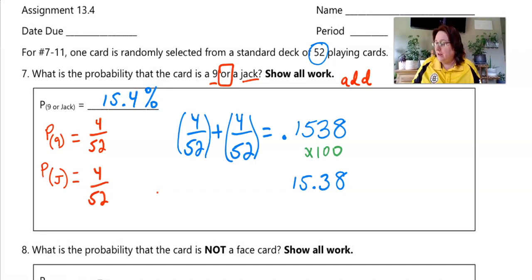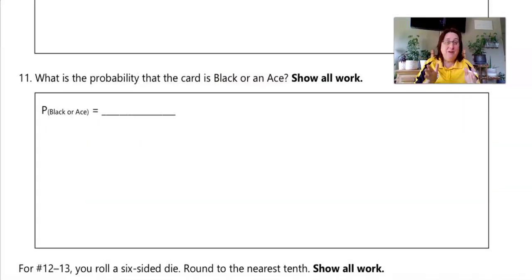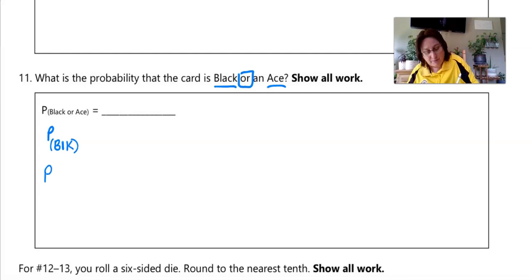Now, hey guys, let's go down and look at number 11. And I'm going to show you something a little bit different. Down here at number 11, we're still going to be pulling one random card out of 52. But this time, we want to find the probability that the card is black or the card is an ace. We still need to find the individual probabilities of both: the probability of drawing out a black card and the probability of drawing out an ace.